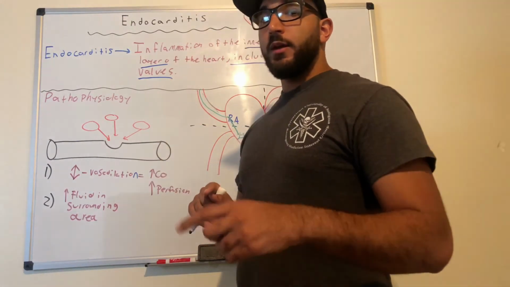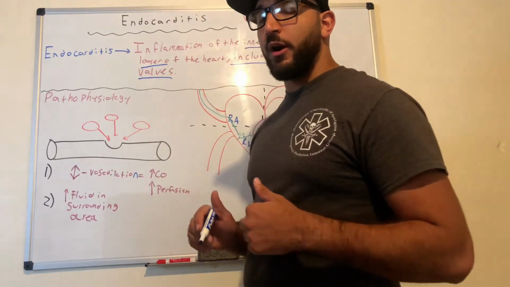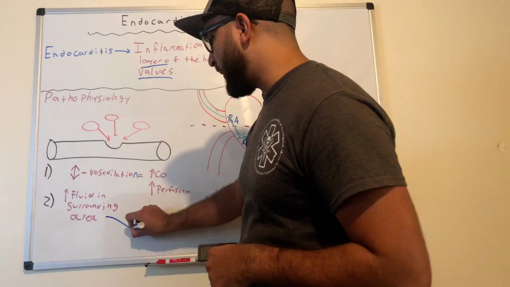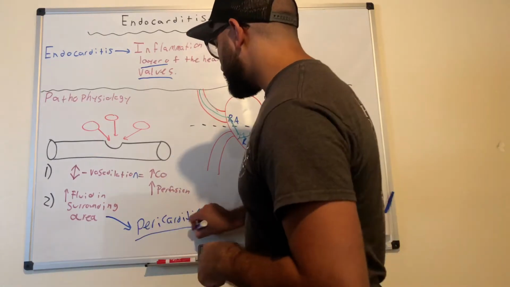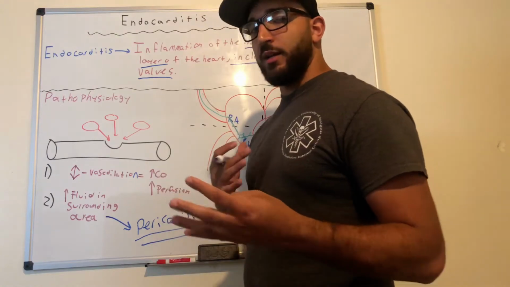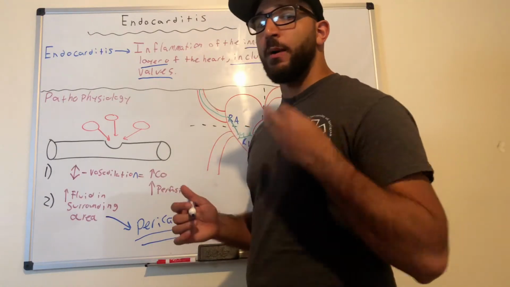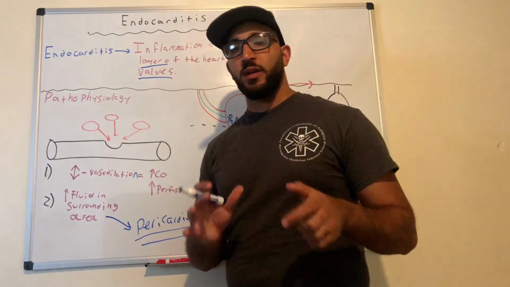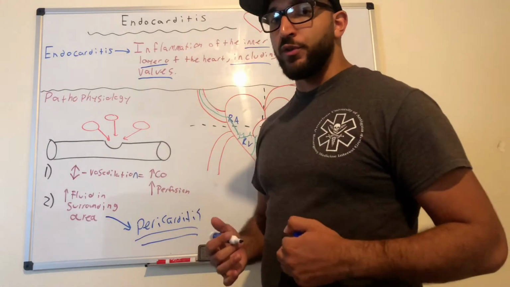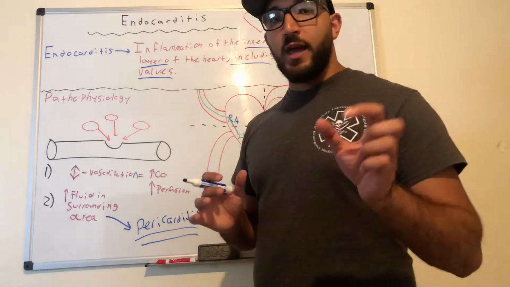But now the issue with it is that it's going to increase the amount of fluid within that surrounding area. Now, we spoke about how pericarditis is a complication of endocarditis. Well, this is the reason why. Pericarditis is going to be a complication of endocarditis due to the increased amount of fluid within that surrounding area due to the vasodilation of the neutrophils that's associated at the cellular level.